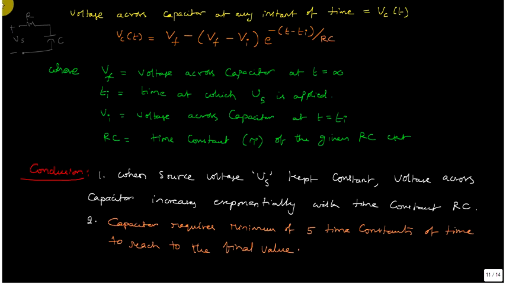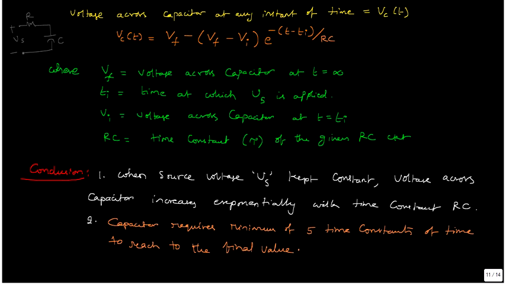So this is the RC circuit given, with R and C, and Vs is the voltage applied. Voltage across the capacitor at any instant of time is defined as Vc(t) = Vf minus Vi, into e power minus (t minus Ti) by RC. Vf means the voltage across the capacitor at t equal to infinity.